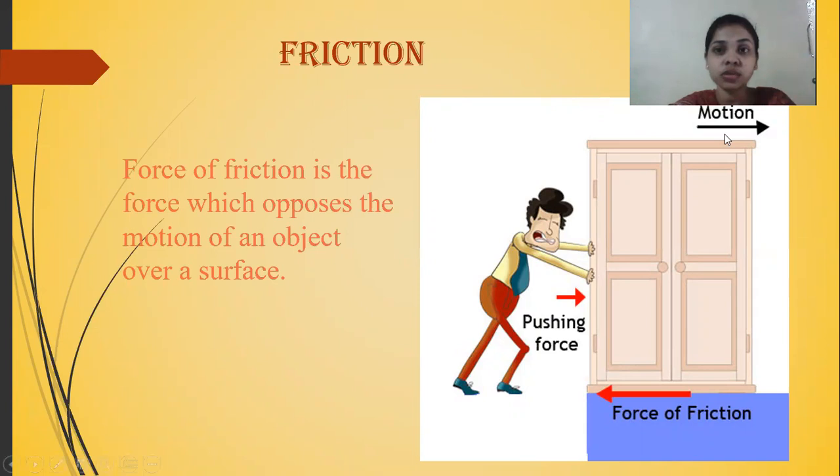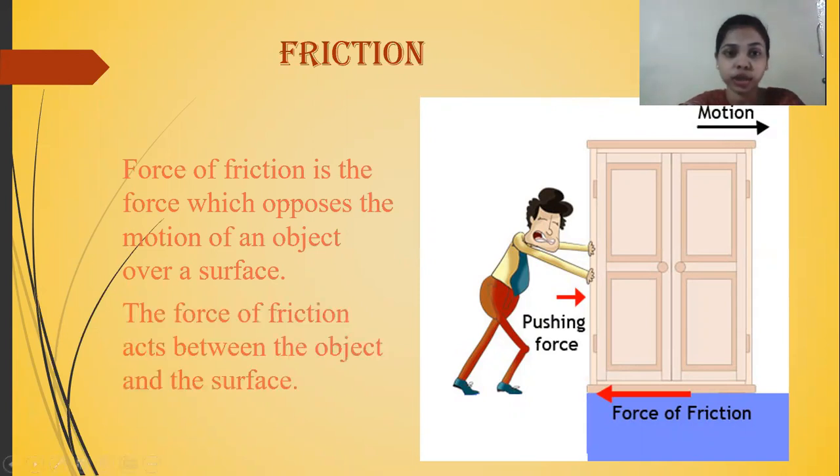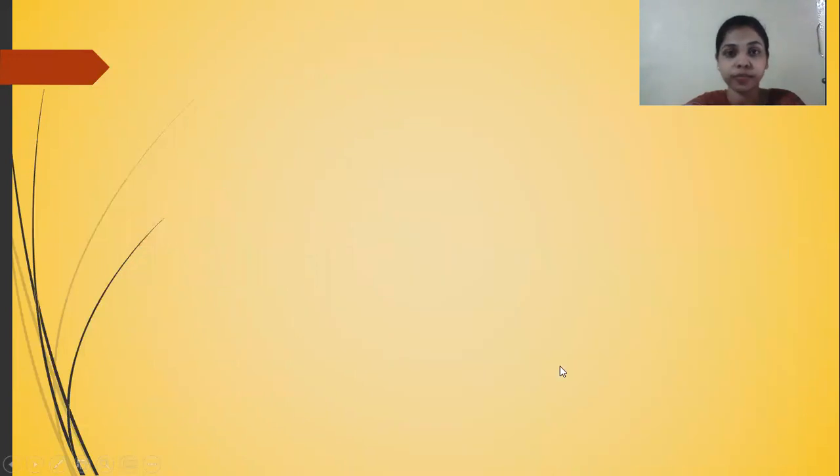Friction is the force which opposes the motion of an object, and the necessary condition for that is an interaction between two surfaces. Here, this man is trying to push the door towards the right side, but the force of friction opposes its motion. The force of friction always acts in the direction opposite to the motion, whether it is a pushing force or a pulling force.